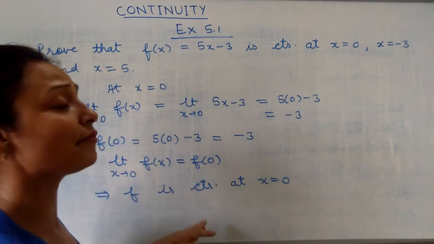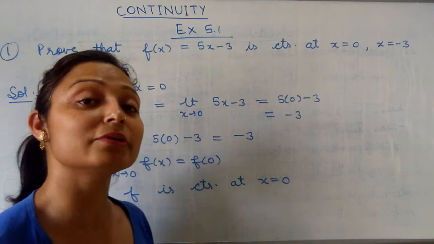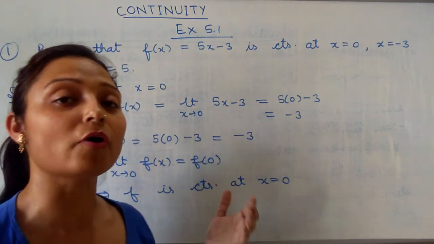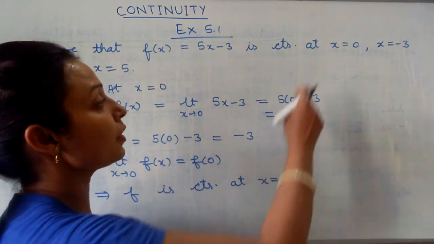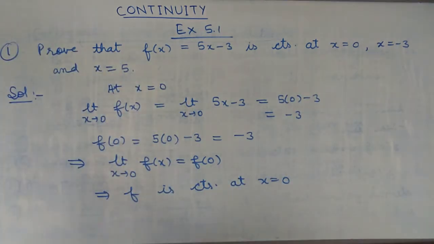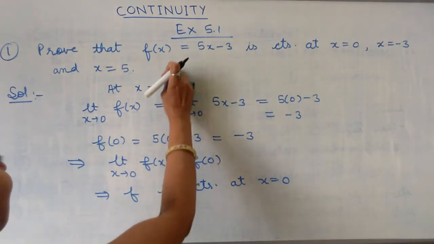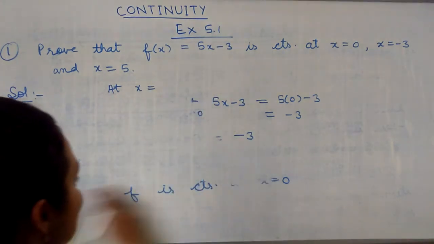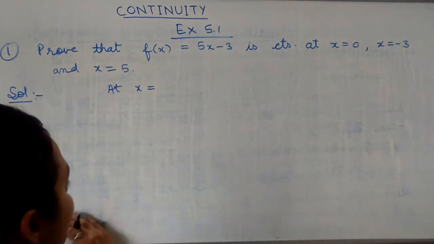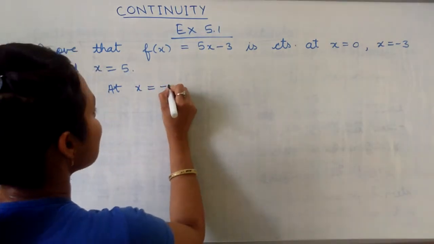Okay, so this is the very simple way which we have done in class 11th also. This type of question we have already done in class 11th. Now we will do the continuity at x equals minus 3. So at x equals minus 3, I will take the values with the same function, that is 5x minus 3.